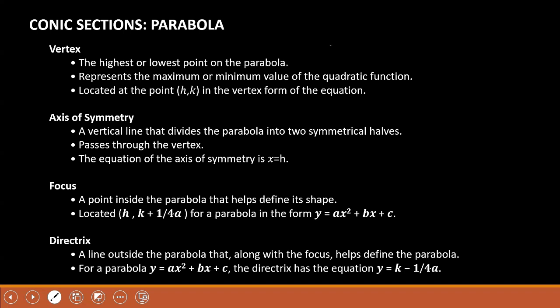parabola, no? So, for a parabola, y is equal to ax squared plus bx plus c, yung directrix natin, ang equation niya is y is equal to k minus 1 over 4a. Yun lang naman. So as you can see, meron tayong mga parang formula dyan. So yun yung gagamitin natin para ma-identify itong parameters natin.